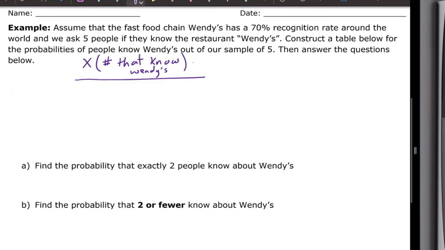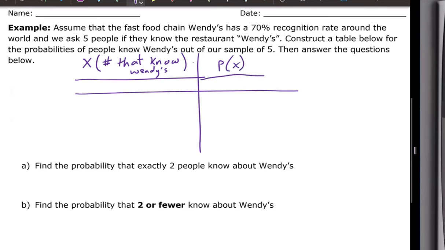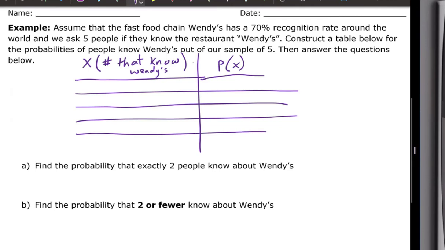And that's going to be the left side column. The right side column, of course, is going to be our probabilities, our P of X's. Now we want to make our trials go down from 0 to 5, so just make sure you have enough blanks for that. Hopefully that's enough. 0, 1, 2, 3, 4, 5. I need one more. Yeah, that should work. So we got 0, 1, 2, 3, 4, 5.